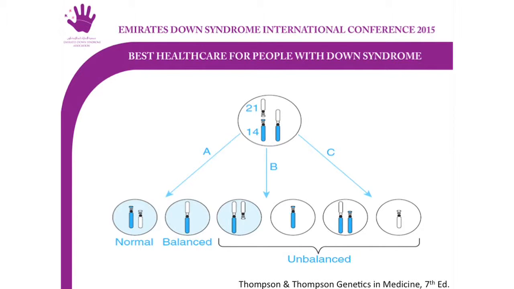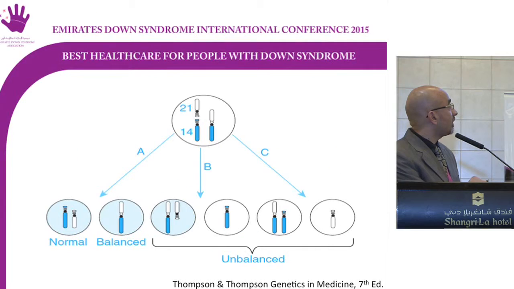And so if 14 and 21 went to one ova, then this will give us a normal oocyte, and this will result in normal offspring. While if the translocated chromosome goes to one cell, again, this will be normal, but the carrier will have a balanced translocation, so she will be like her mother.